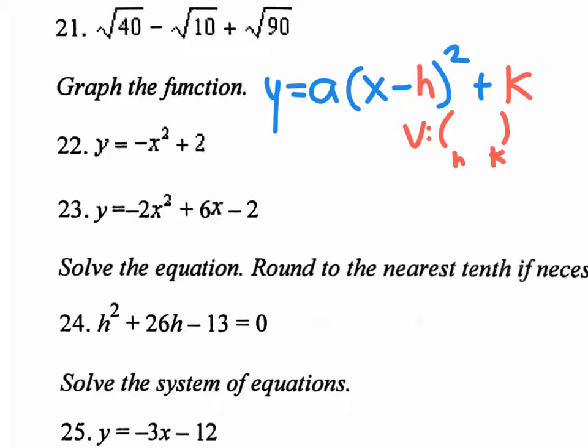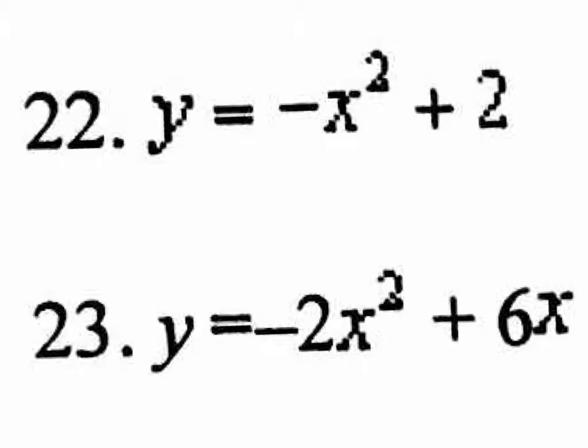So notice that on number 22, let me zoom in, there are no parentheses around the x. So technically, that's an h value of 0, because if you wanted to visualize something in there with x, there's nothing there, so you could say that h is 0 and your k value is 2. So your vertex is 0, 2.